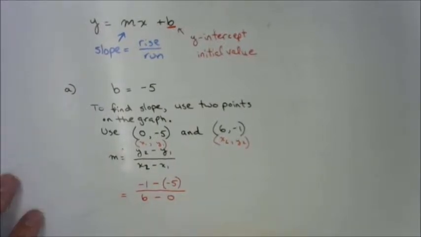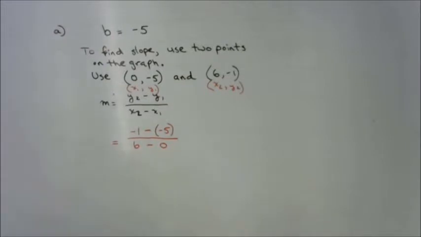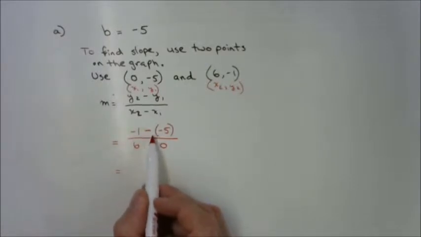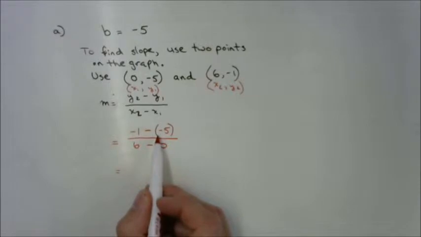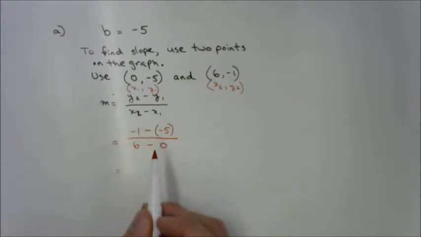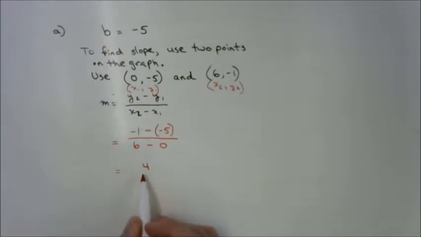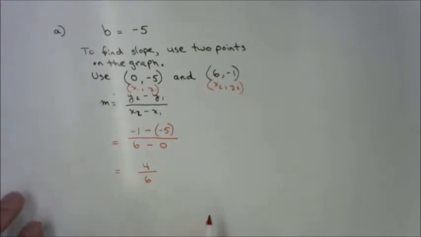And now I'm performing some algebra on this. This is just adding and subtracting with integers. -1 minus -5 is the same as -1 plus 5. So you think about your number line. I'm starting on the negative side. I'm jumping to the positive side. There's going to be 4 positives. 6 minus 0 is easy. 4 over 6. Is that good enough? No. I have to reduce it to 2 over 3.